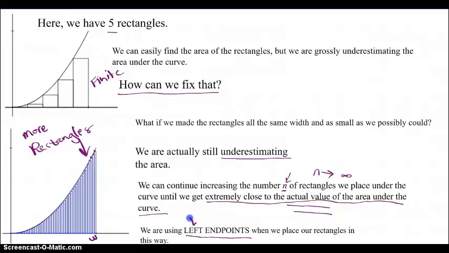So our heights would come from left endpoints, and our widths would be taking the right endpoint minus the left endpoint divided by our widths, or our change in x, which is going to be our widths of all of our rectangles, would be the right endpoint minus the left endpoint divided by the number of rectangles. And that would give us a standard width for all of our rectangles.